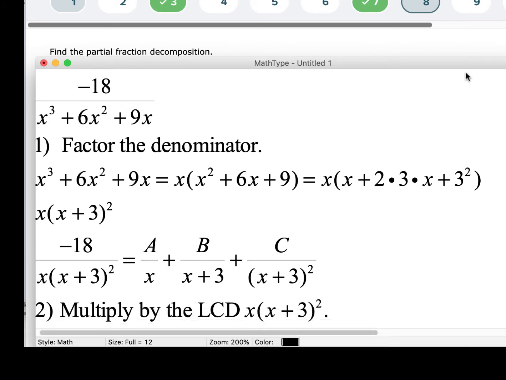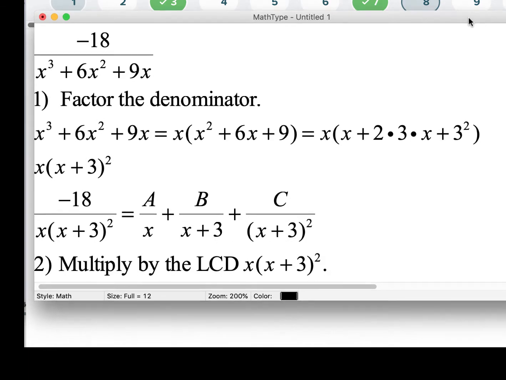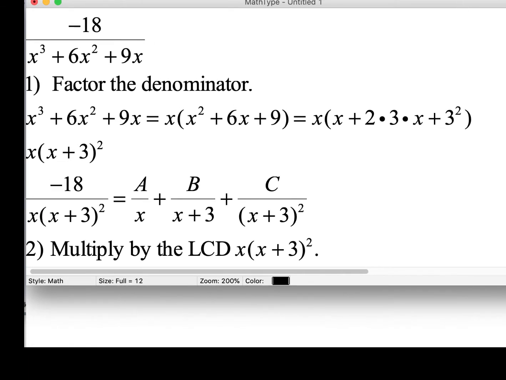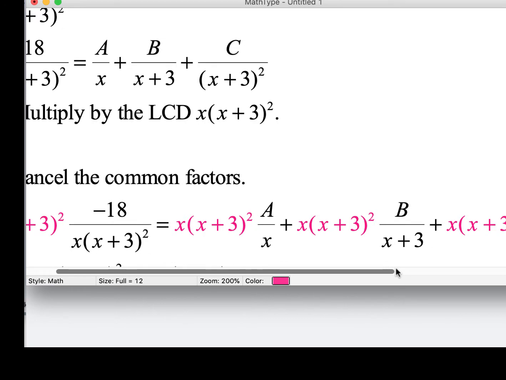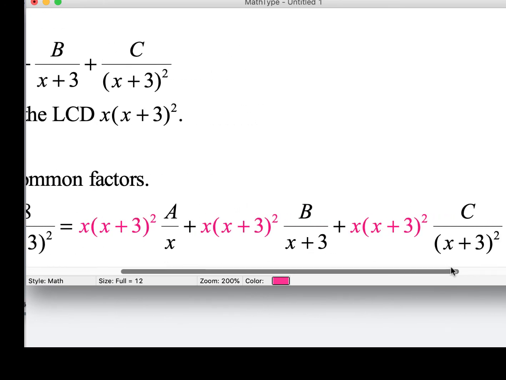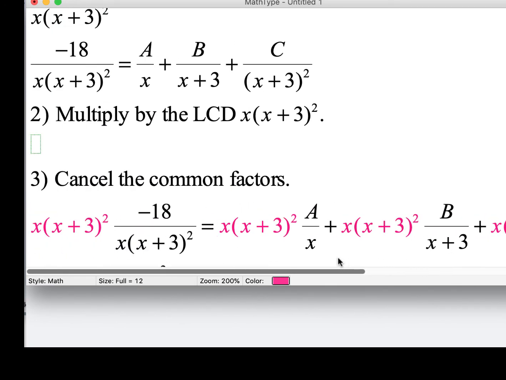We're going to do the same step that we did earlier, which is to multiply both sides by the LCD, which is x times (x plus 3) squared. We do that, so we have x times (x plus 3) squared times the term on the left, and x times (x plus 3) squared times all the terms on the right. I've used the distributive property to distribute that LCD to each term. So each term gets an x times (x plus 3) squared.